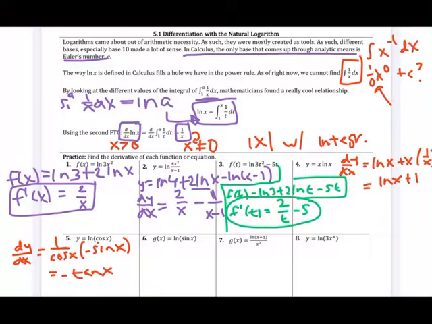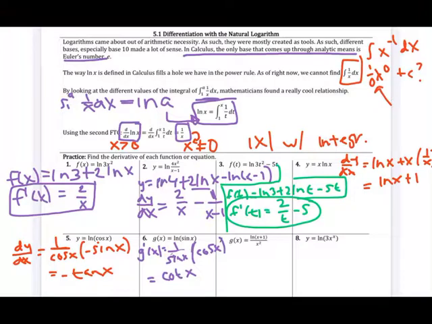Similarly, on number 6, to take the derivative of the outside function is going to be 1 over cosine of x times the derivative of the inside function, which is 1 over sine of x, times the derivative of the inside, which is cosine of x. You could leave this as cosine over sine, or you could write this as cotangent of x.